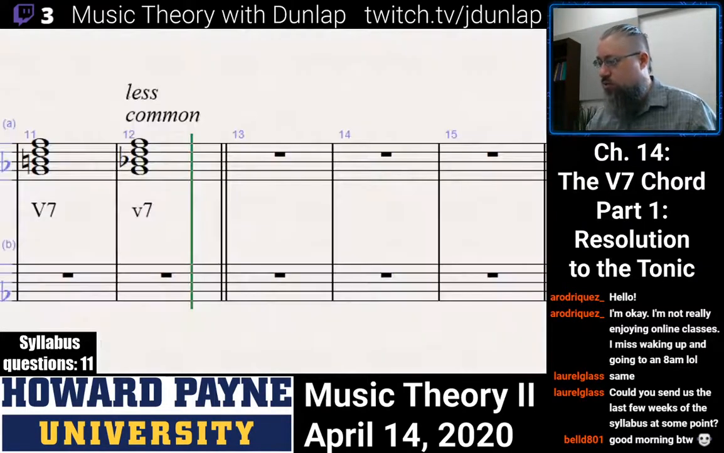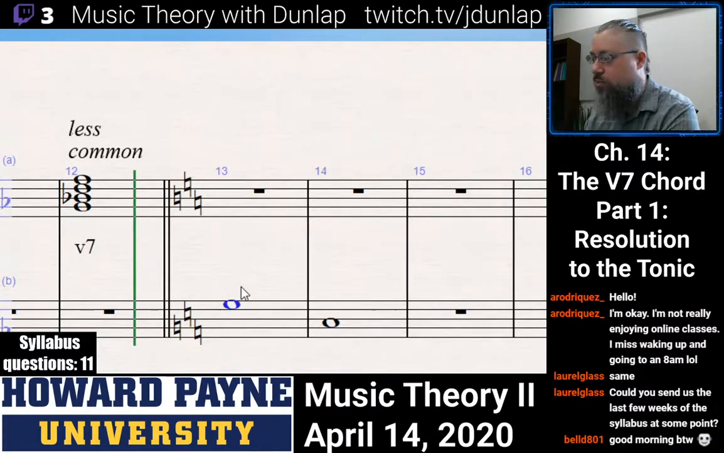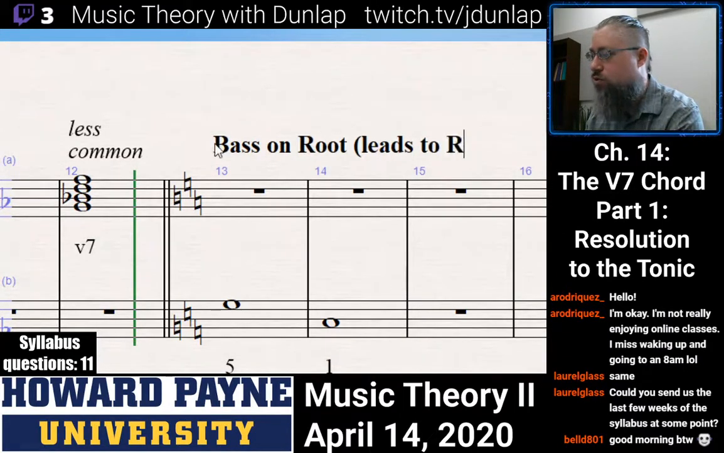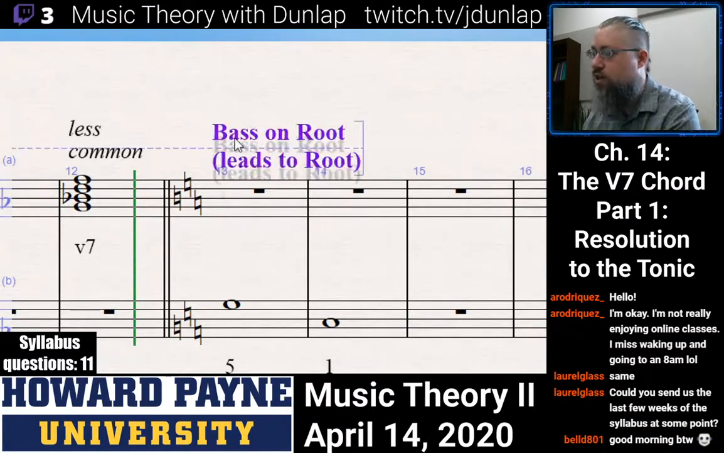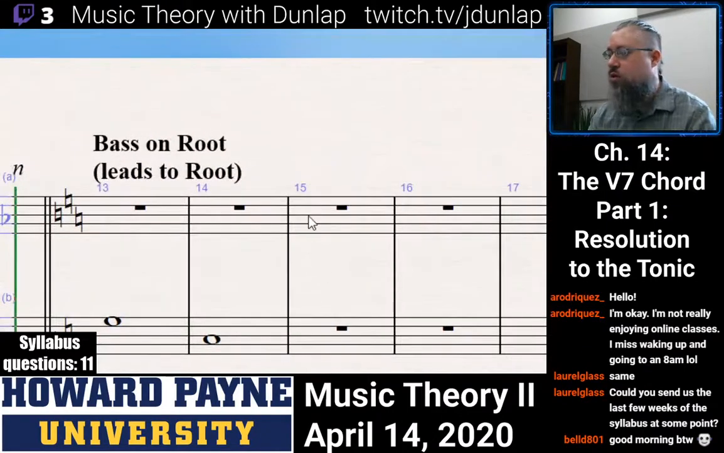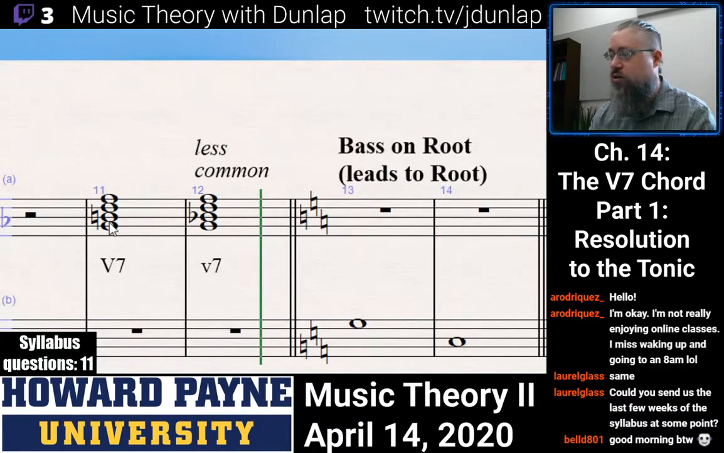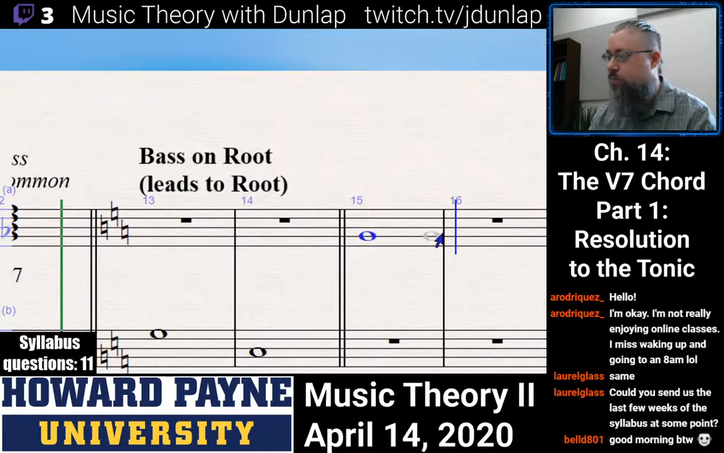So let's go ahead and put that in here. We're going to start resolving things. So what we've got here is scale degree 5 to scale degree 1. Bass on root leads to root. So bass on the root of 5 leads to the root of 1. It's really simple. Now, if the root is anywhere else, remember the chord we're looking at is this one right here. Anywhere else, let's put it like right here.